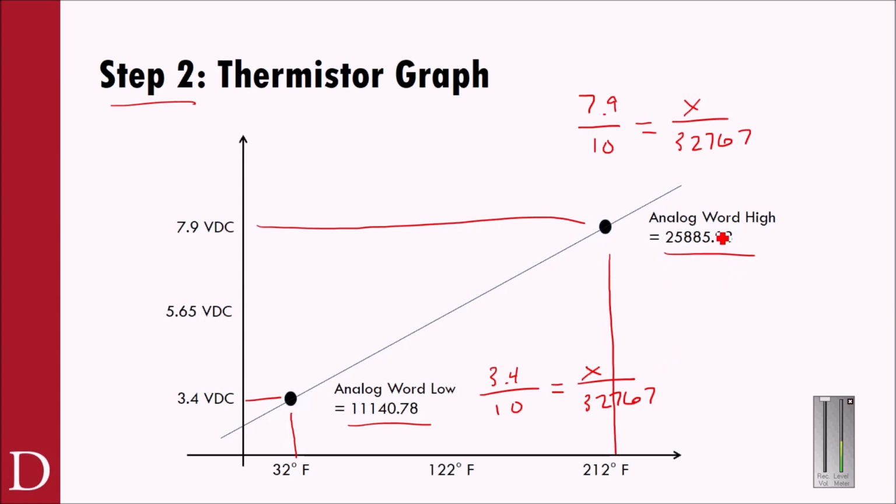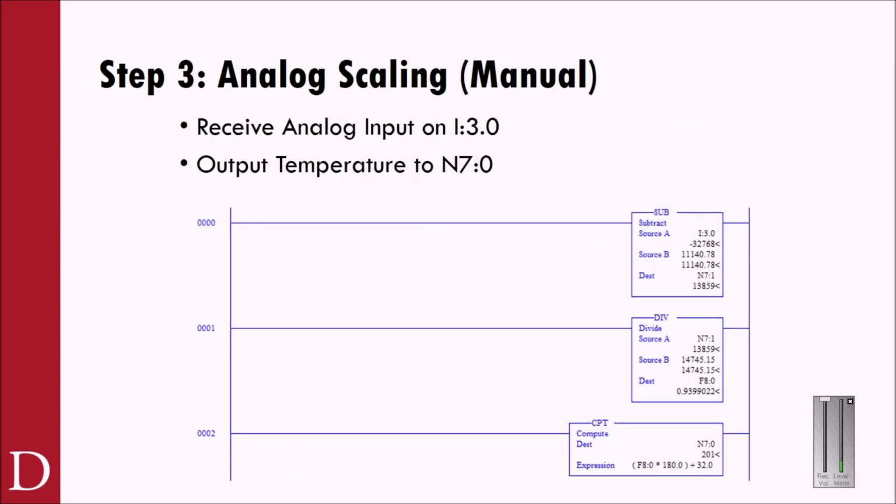Now we want to be careful here, right? Because what did we say earlier? We don't include these decimal places, so these should be integers. So 11,140. I'm going to truncate them this time, but sometimes I'll round them, sometimes I'll truncate them, depending on the software I'm working with. But I'm going to eliminate those decimal places. So I've got 25,885. I've got 11,140.78. And actually in this particular example, I didn't truncate the decimals, which is fine. It's not going to hurt anything.